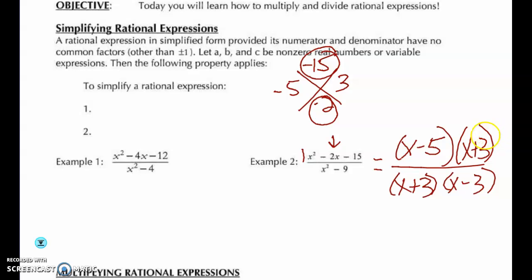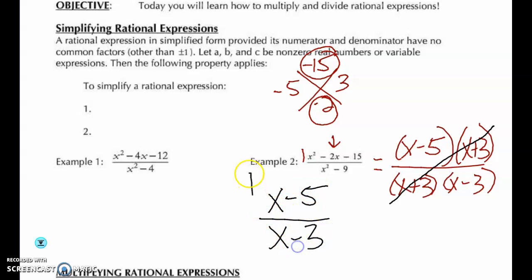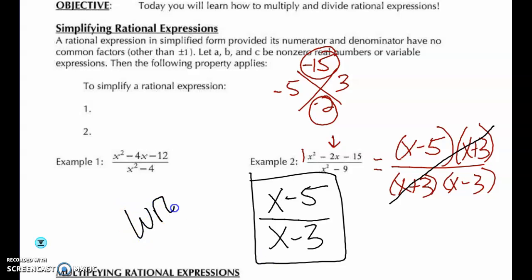So now what do you see? You see x plus 3 and x plus 3, we have 1 each on the top and bottom. That means we can cancel those out. So our final answer is going to be x minus 5 over x minus 3, and you leave it there. Don't be tempted to cancel that out because that would be wrong, and that would make us do an unhappy face, which we don't ever want to do because we want to always be right. Correct? Yeah.